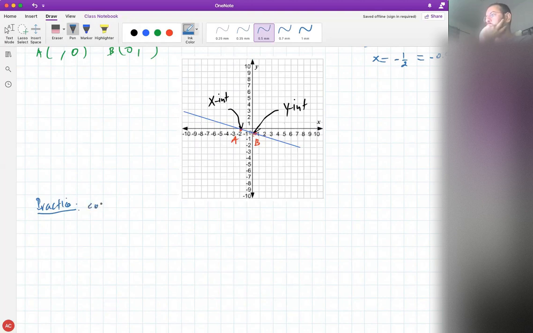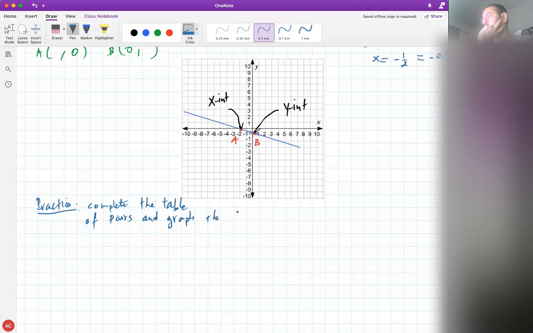So complete the table and graph the equation of the line.